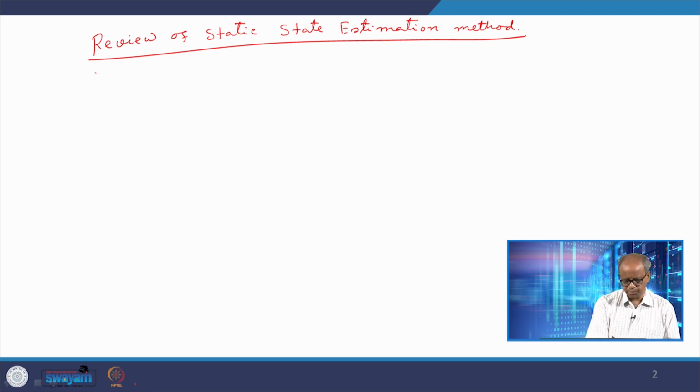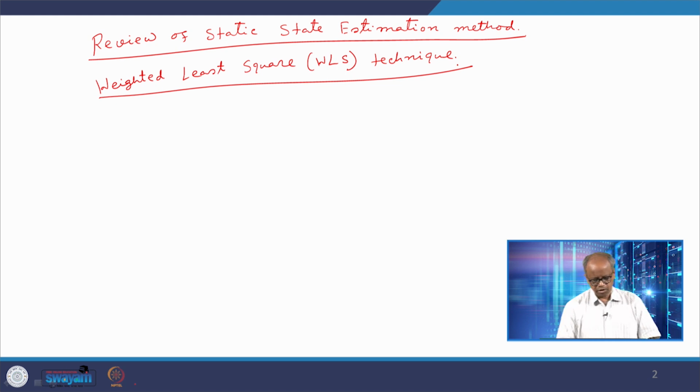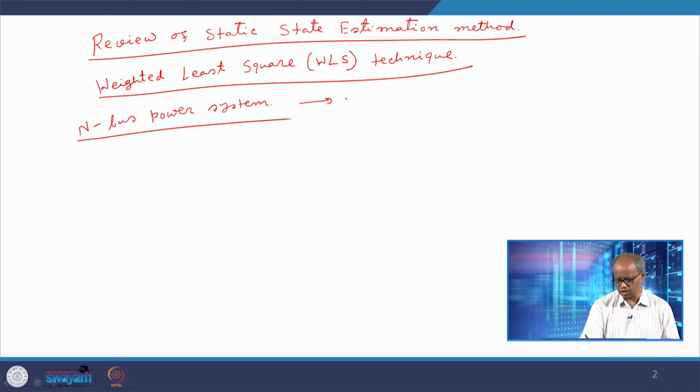So, essentially we shall be talking about the most common weighted least square technique. So, we are essentially talking about the WLS technique. So, essentially what happens is that I have a power system, an n bus power system for example. To start with, because we are now trying to review, let us first assume that we are talking about a balanced system.